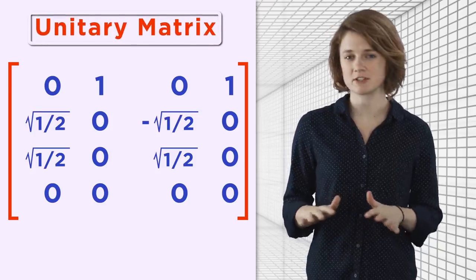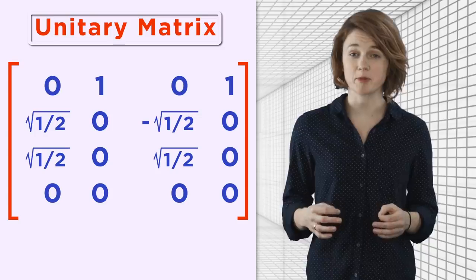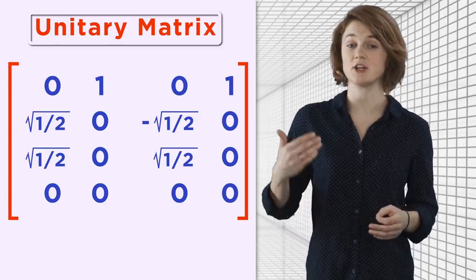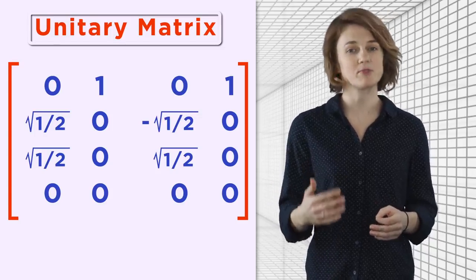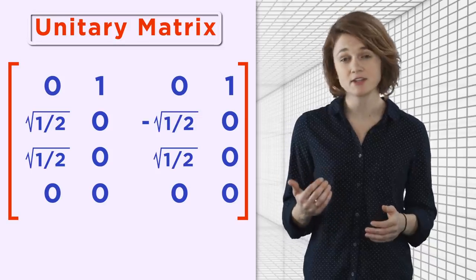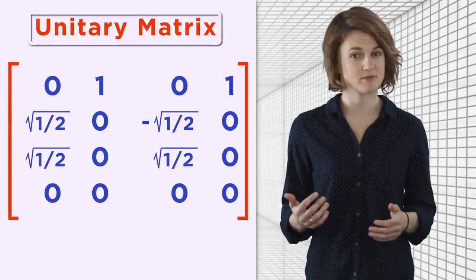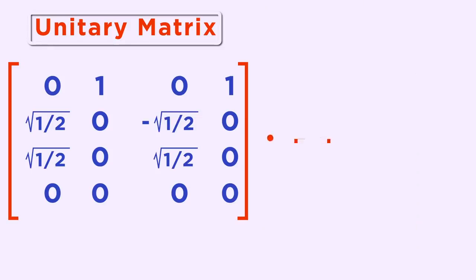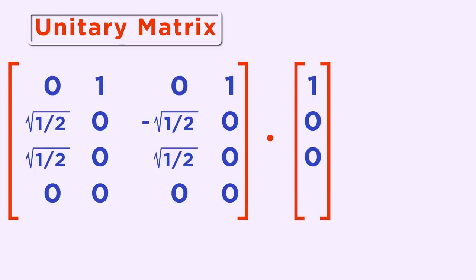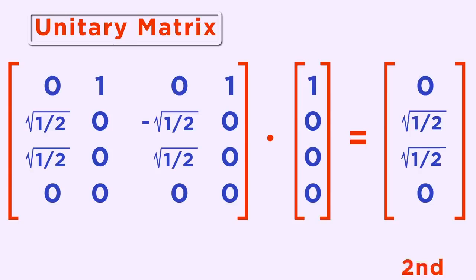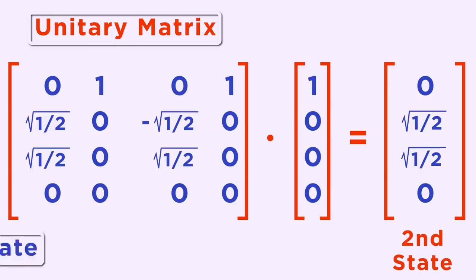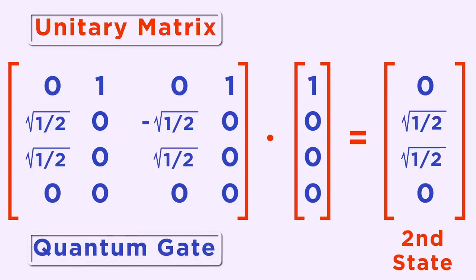Don't worry if you haven't learned about matrices. For our purpose, a matrix, specifically a unitary matrix, is a block of numbers that describes how vectors move around the sphere. When we multiply it by the starting vector, 1, 0, 0, 0, we get back a new vector, which represents our second state. Each quantum gate is a different unitary matrix, changing the vector, which represents the state of the qubits.